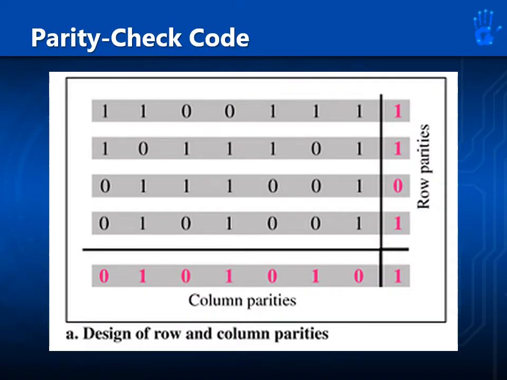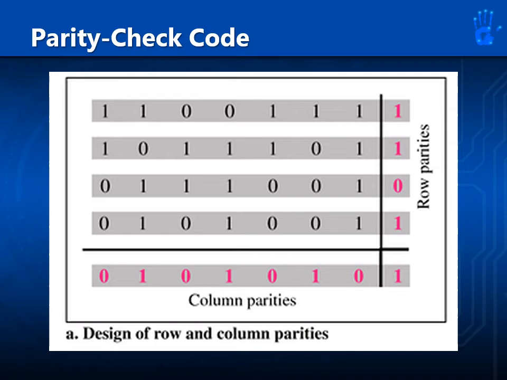Next, this is a 2-dimensional parity check code. As you can see, there are row parities and column parities. This is for sending not just single characters, but a group of characters. So if you look closely, these are still even parities. For the row parities, we will take a look at each data word and generate a parity bit for each data word.